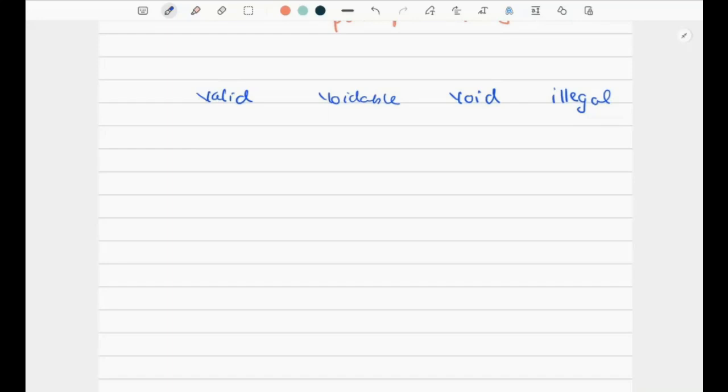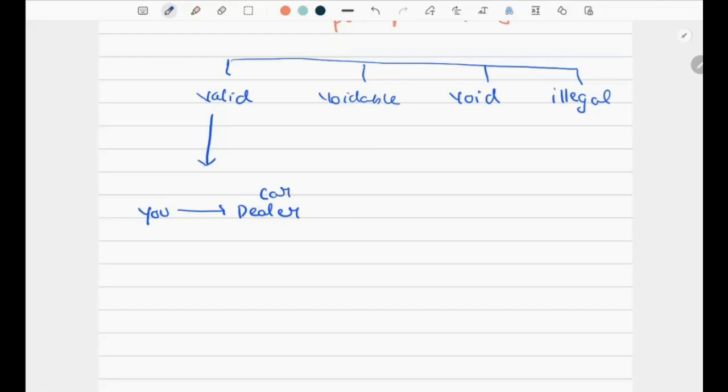So when we talk about the valid contract, just take a very simple example. You agree to buy a car from a dealer. It is you, and there is a car dealer over there. You approach a car dealer and agree to buy a car for a specific price. You agree on a particular brand of the car, and you both sign a contract.